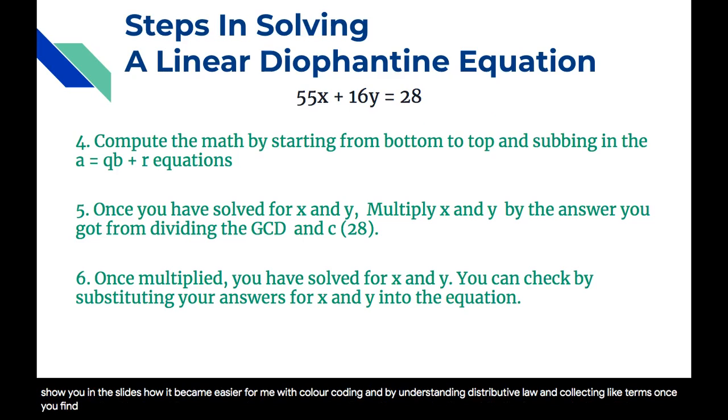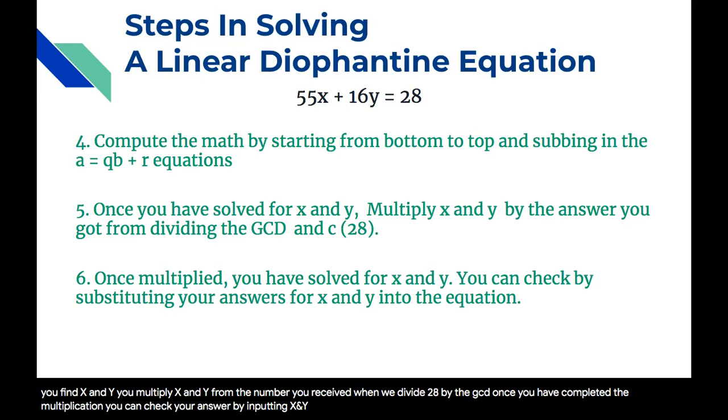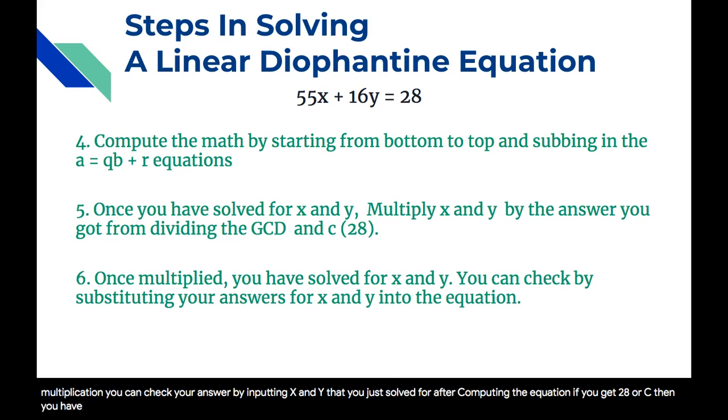Once you find x and y, you multiply x and y by the number you received when we divide 28 by the GCD. Once you have completed the multiplication, you can check your answer by inputting the x and y that you just solved for. After computing the equation, if you get 28 or C, then you have completed your math correctly.